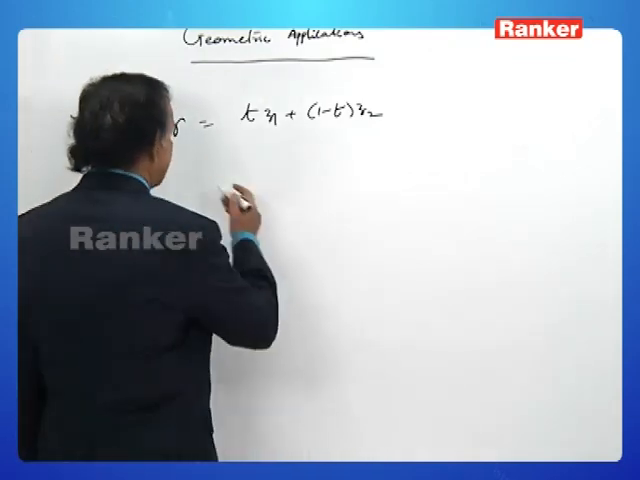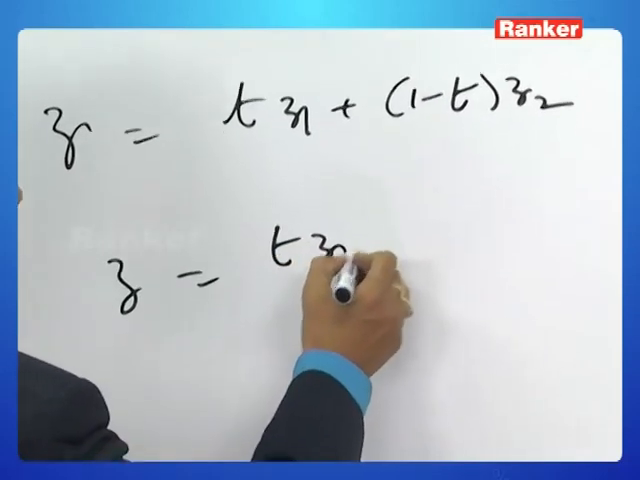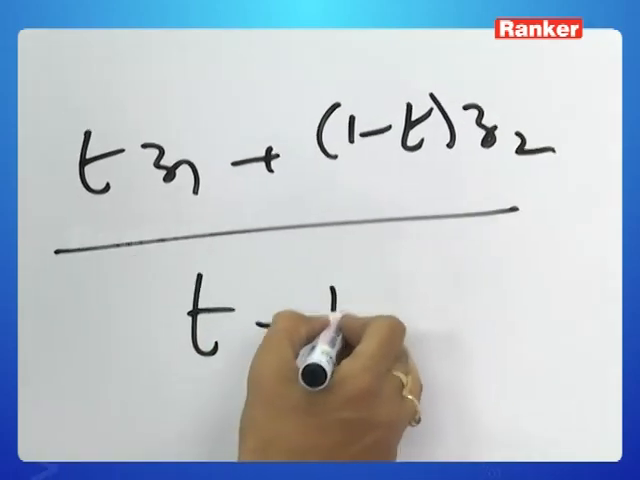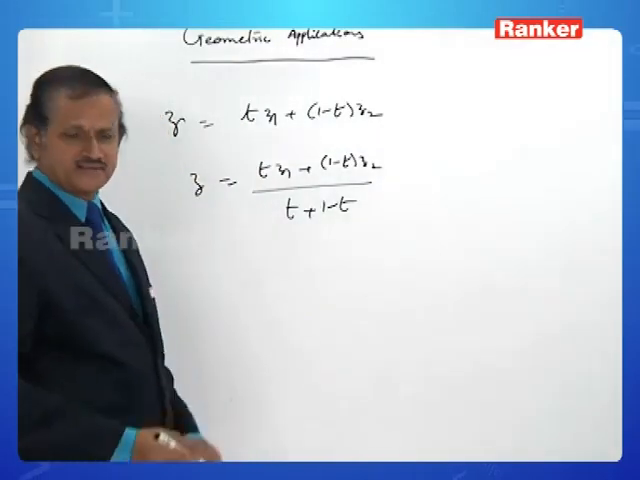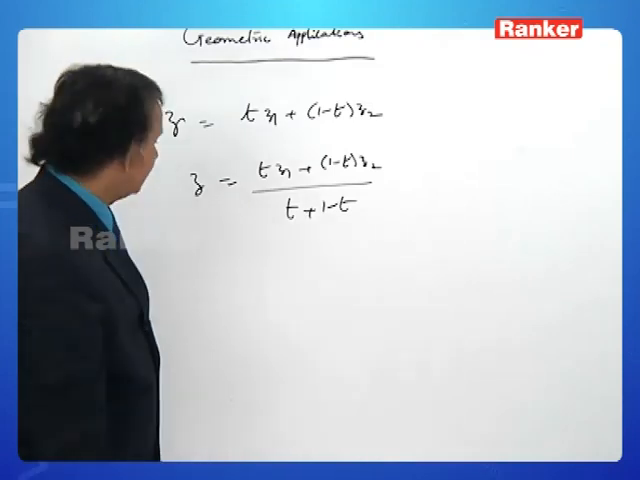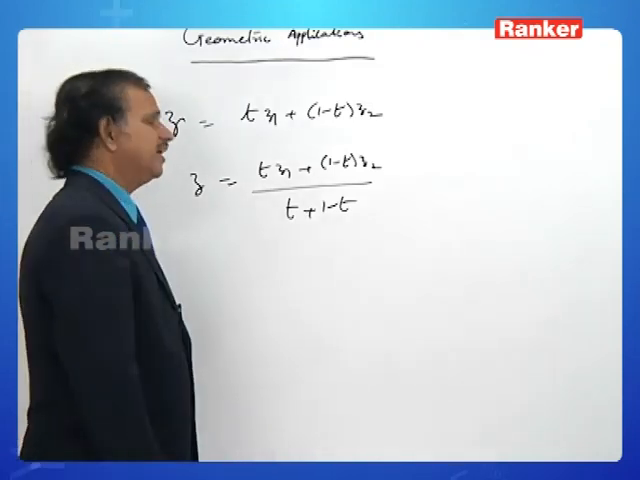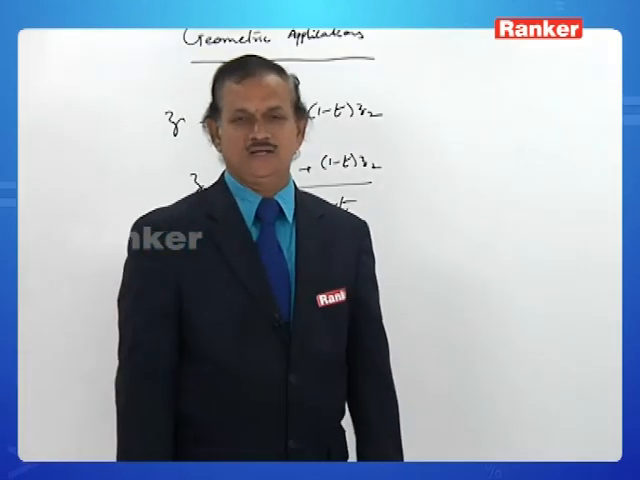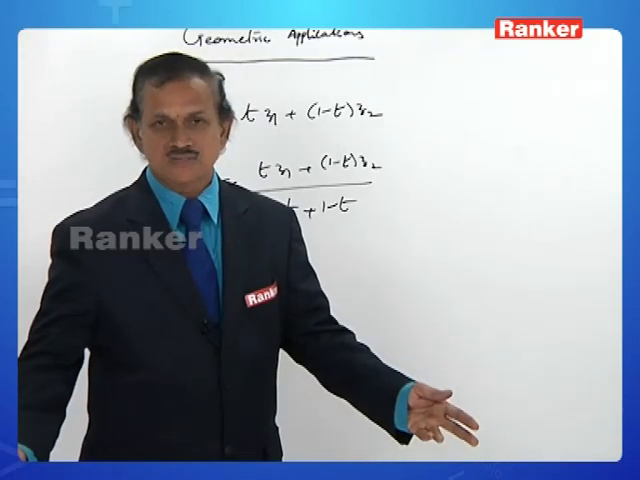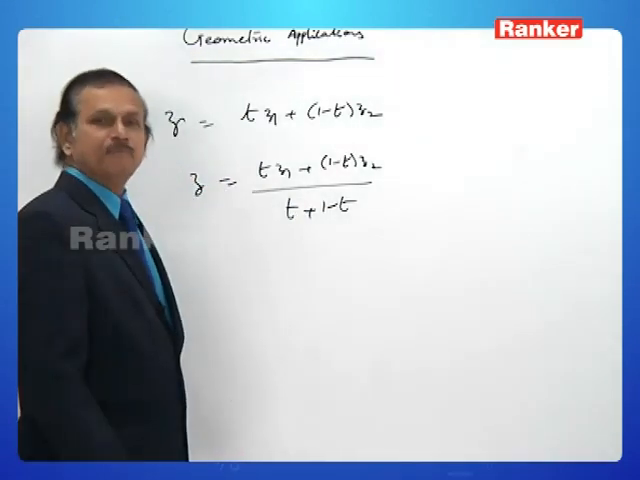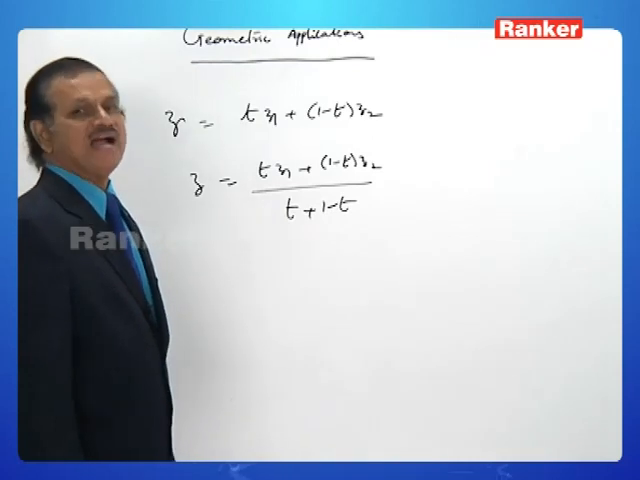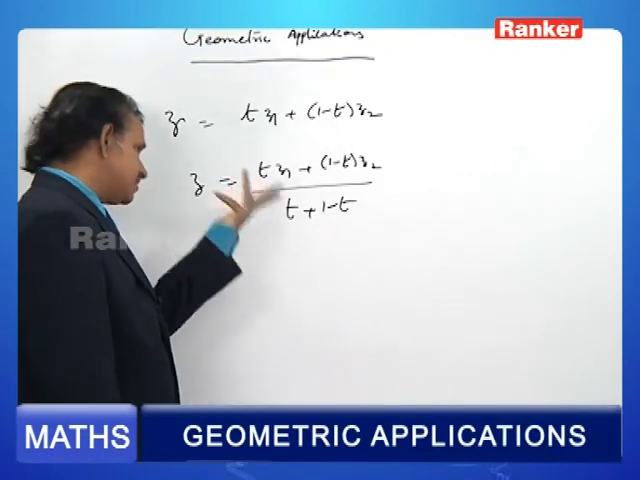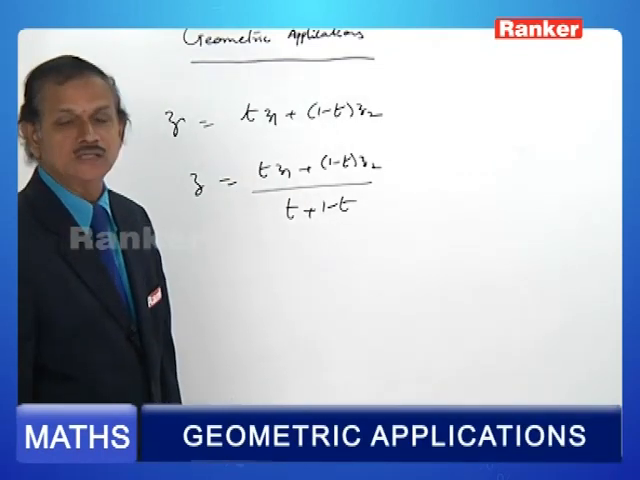It can again be taken as z is equal to (t z1 plus (1 minus t) z2) by (t plus (1 minus t)). Any problem? You can write that. So that z is the point which divides z1 and z2 in the ratio 1 minus t is to t internally. Shall I repeat it? This looks like the point z divides the segment z1 z2 in the ratio 1 minus t is to t internally.